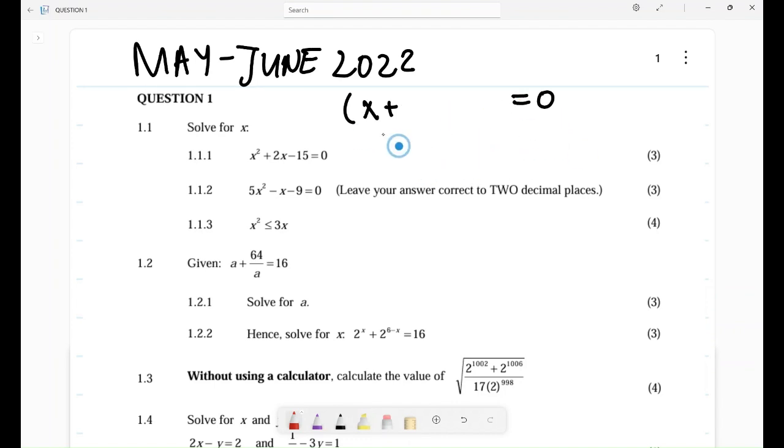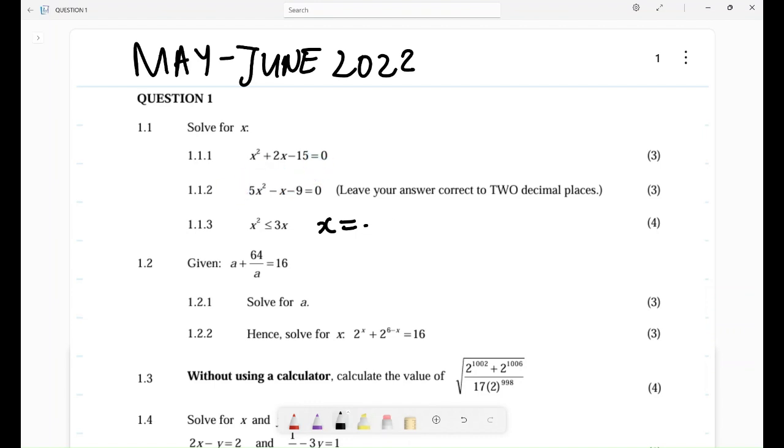All right. This one was fairly easy. Next, 5x squared minus x minus 9. This one needs you to use a calculator, right? So you're going to say x is equal to... Remember, your formula is negative b plus or minus the square root of b squared minus 4ac, divided by 2a, right? So I'm going to just substitute. This is a, this is b, this is c.